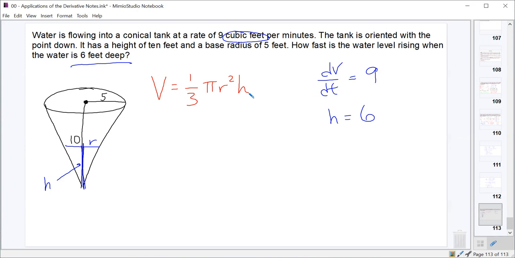And we'll note that since we're doing this with h equals 6, it would be very convenient if we had our volume equation written all in terms of h instead of including an r in it. Which means we're going to have to find some way to relate the radius to the height of this cone. So hopefully we remember back to some of our geometry.